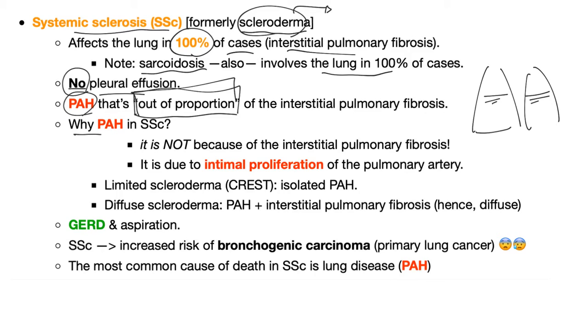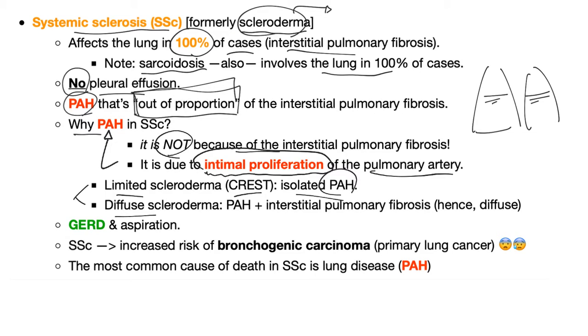Why pulmonary hypertension in systemic sclerosis? It is not because of the interstitial fibrosis. It's actually due to intimal proliferation of the pulmonary artery. Happens in systemic sclerosis big time. You have two types of systemic sclerosis: limited, which is CREST syndrome. You have isolated pulmonary arterial hypertension.